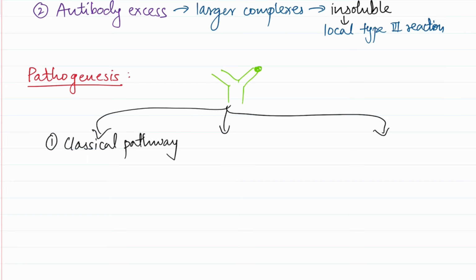When the classical pathway is activated, we know that it involves all the members of complement from C1 to C9. There are some important complement proteins that are involved. The first ones are C3a and C5a. What do these C3a and C5a do? They are anaphylatoxins. Anaphylatoxins means they can degranulate the mast cell and release the contents of the mast cell, leading to vascular permeability and so on.